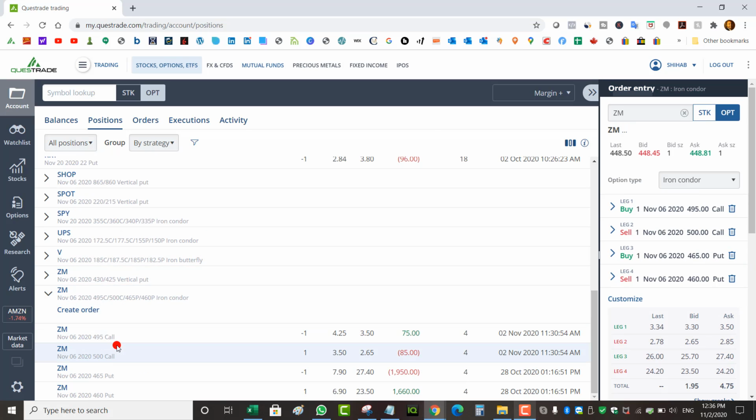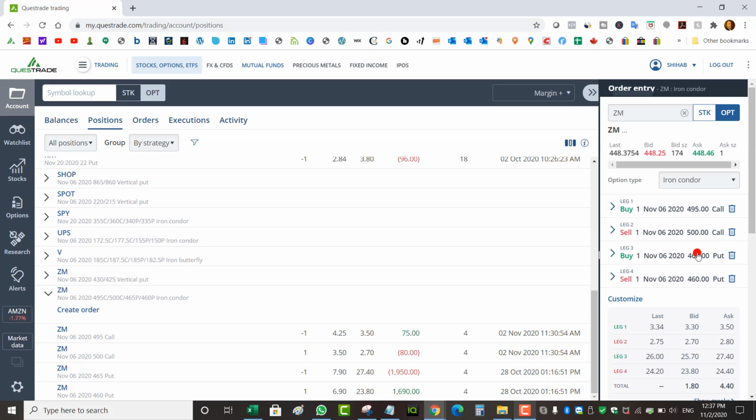So here's another iron condor I've got for this week, November 6th on Zoom, ZM. My put spread was at 465, 460, and Zoom dropped below my put spread. So I ended up selling a call spread to mitigate this put spread. So now it has become an iron condor. The call spread should be somewhat profitable. The put spread is being completely breached, so that's not good. I could eventually bring my call spread closer to the put spread and turn it into an iron butterfly.